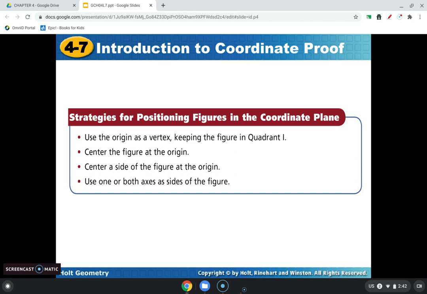Strategies for positioning figures in the coordinate plane. Use the origin to help you out. Try to keep the figure in quadrant 1 so you can keep everything positive. Use the origin at 0, 0. And use the axes to help you out as well.